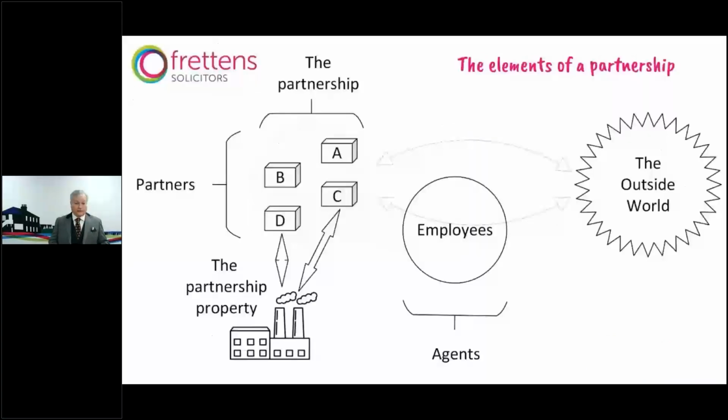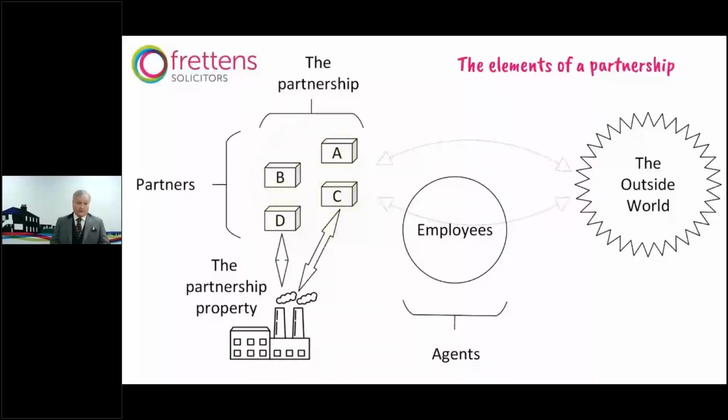The next compare and contrast slide is, of course, the diagram of the partnership. And here, the partnership doesn't exist as a legal entity. It's the relationship between the four partners, A, B, C, and D. And here we've got two of the partners, C and D, who own the partnership property on behalf of the partnership. We have the partners employing employees who are agents of the partnership.